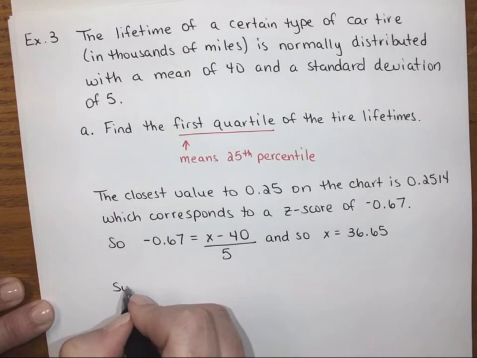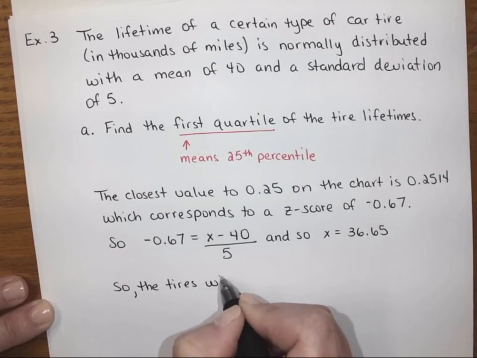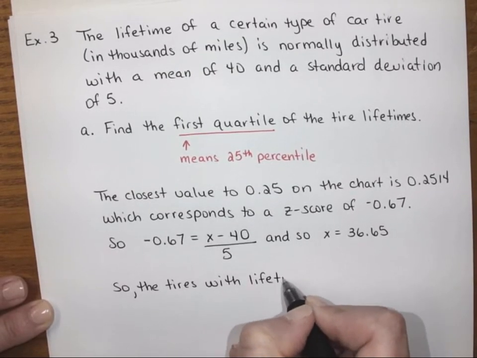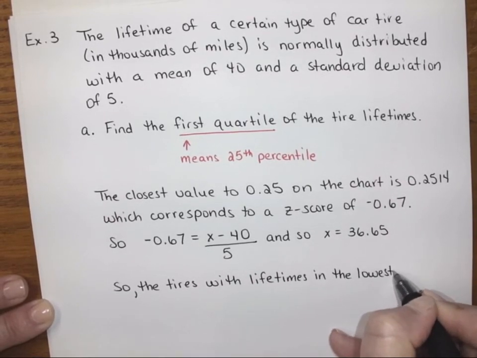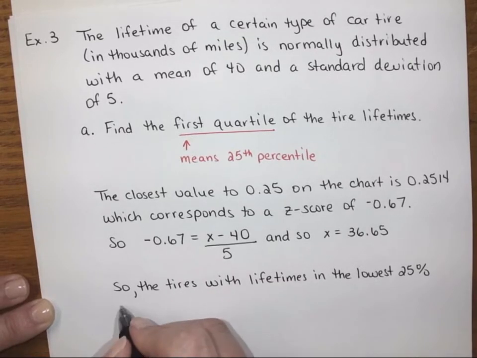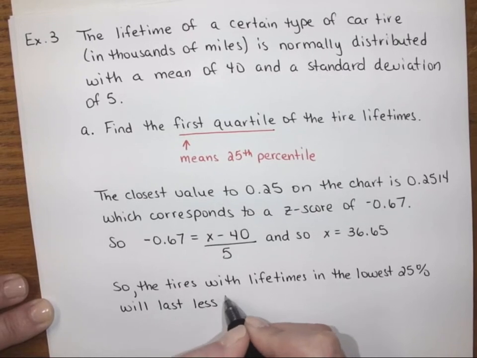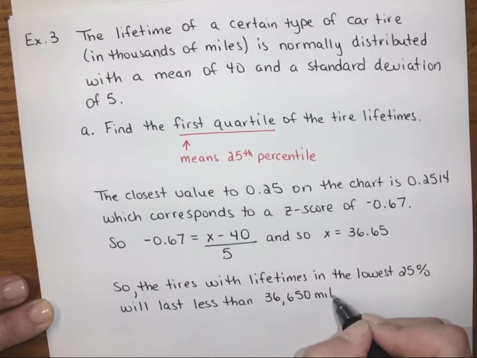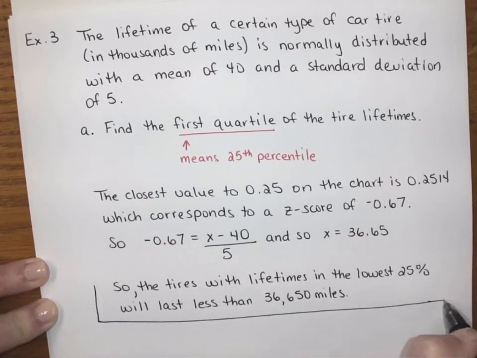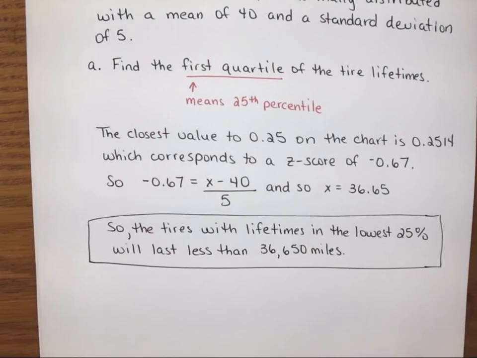Okay, so let's see if we can kind of write that in a thought or a sentence. So basically the tires with lifetimes in the lowest 25%, since it's the first quartile, will last somewhere less than that benchmark. It will last less than 36,650 miles. In other words, some people are even going to be worse off than 36,650. That's just the end of the first 25%. There's going to be some people that are probably really unhappy and not getting anywhere close to 40,000 miles.